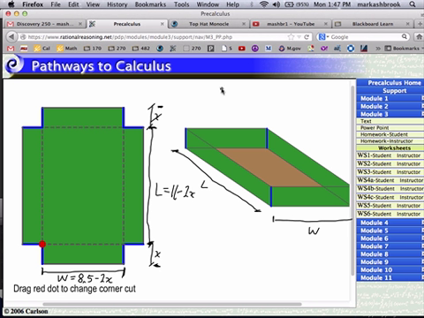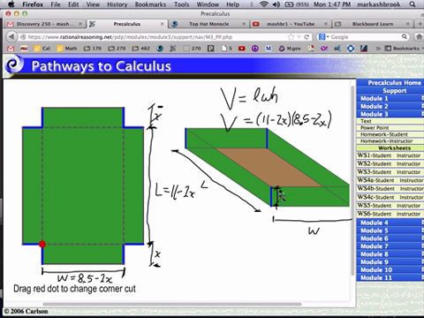So the resulting volume of the box, that's what? Length times width times height. What's the length of our box? We just found it out. 11 minus 2x. What's the width? 8.5 minus 2x. So what's left is the height. What is the height of our box?